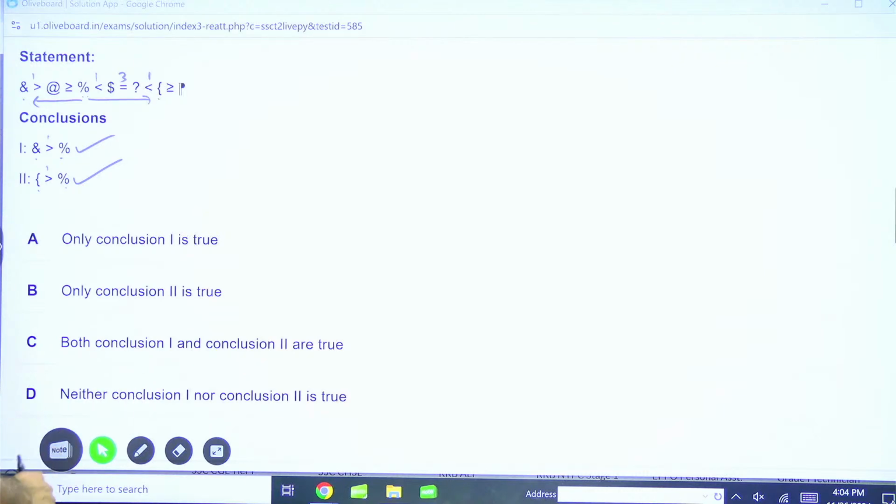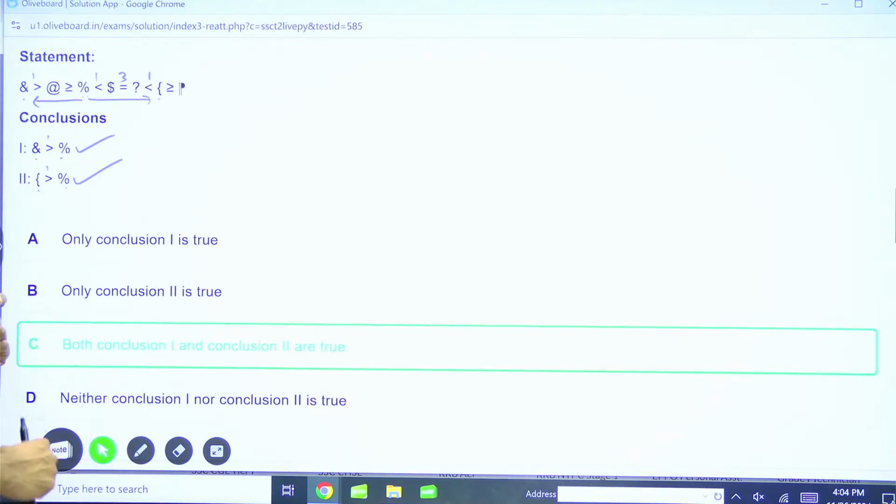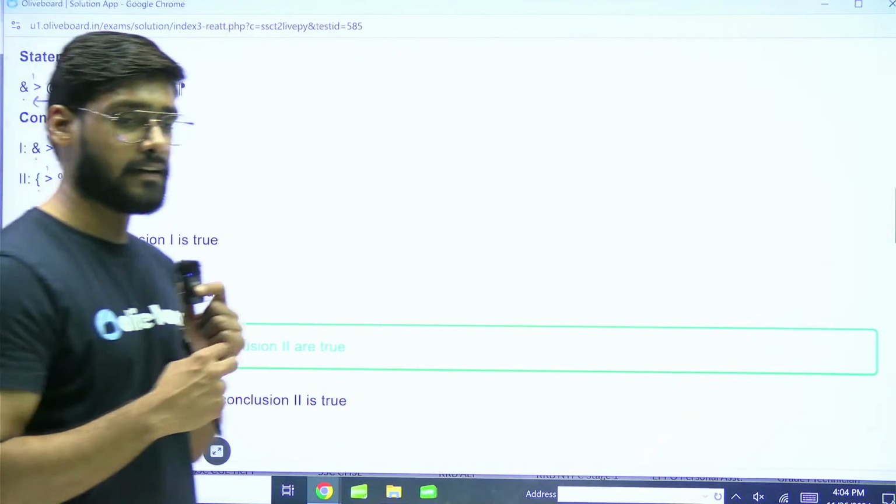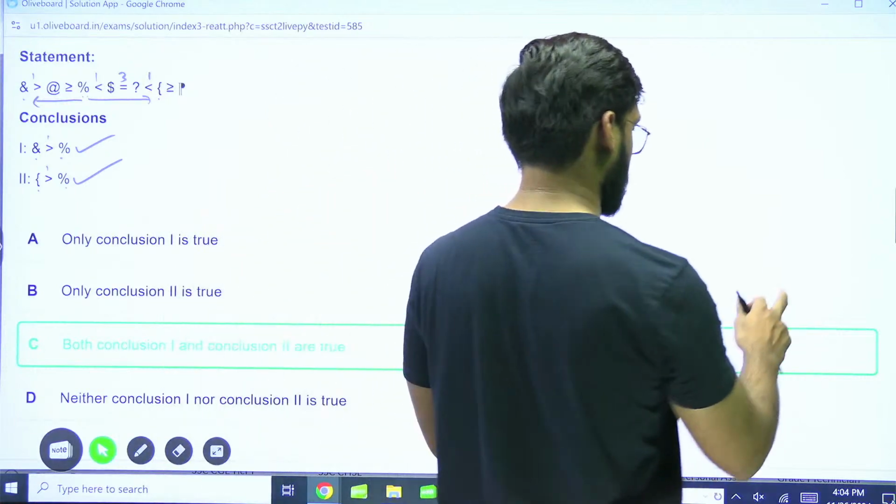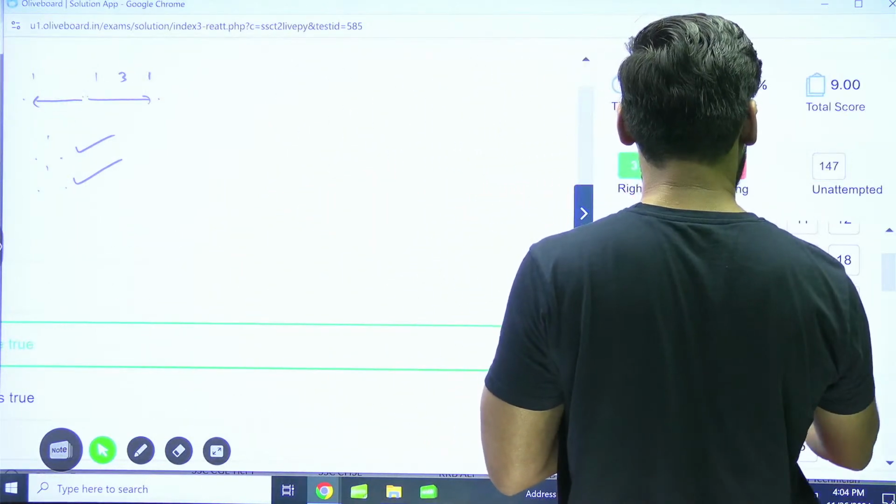Let's mark option number C. And hence it turns into green, which is right. Both 1 and 2 are true. Let's move on to the next question.